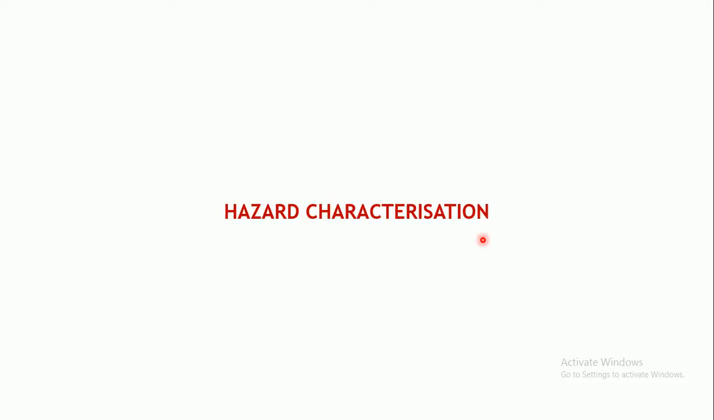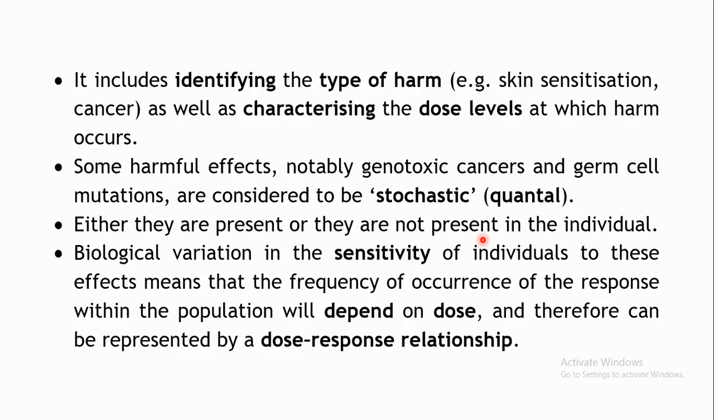The next step in the process of risk assessment is hazard characterization. In this particular step, it involves the identification of the type of harm which can be caused by that particular substance. What type of harm may be produced? For example, a particular chemical may produce skin sensitization, or cancer. So what is the type of harmful effects which are produced?